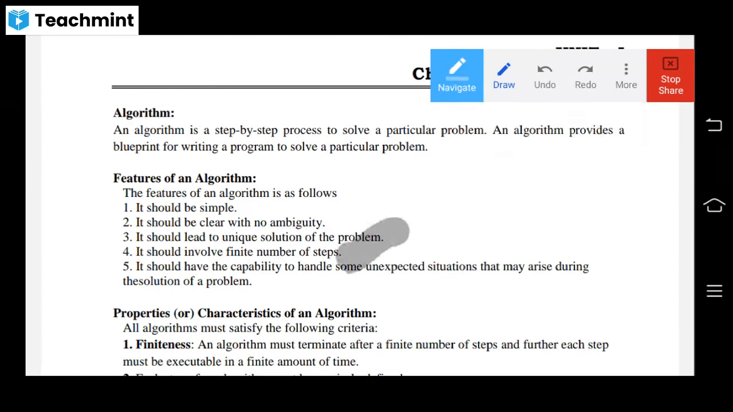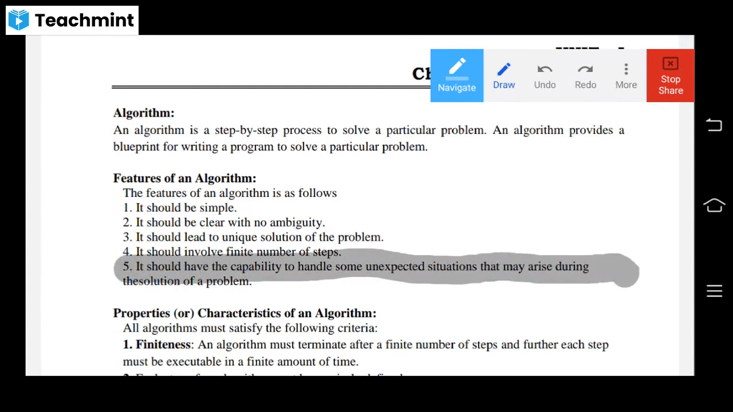ఓకే. Next, it should have the capability to handle some unexpected situations that may arise during the solution of a problem. ఓకే. ఈ ఆల్గారిథం అనేది ఎలా రిప్రజెంట్ అవ్వాలి అంటే, it should have the capability to handle some unexpected situations. కొన్నిసార్లు మనం డెవలప్ చేసిన తర్వాత కూడా అన్‌ఎక్స్‌పెక్టెడ్‌గా ఇంకొన్ని ఫీచర్స్ యాడ్ చేయాల్సినది వస్తుందనమాట. At that same time, it looks like a flexibility. ఫ్లెక్సిబుల్‌గా ఉండాలనమాట. మనం చేంజ్ చేసుకోవడానికి ఫ్లెక్సిబుల్‌గా ఉండేటట్టు ఉండాలి.